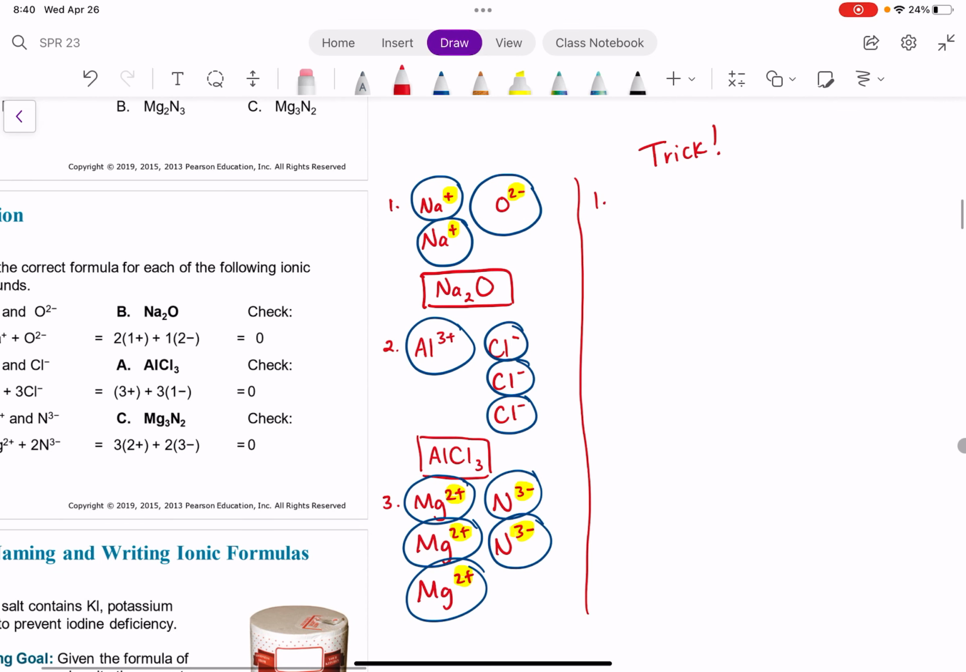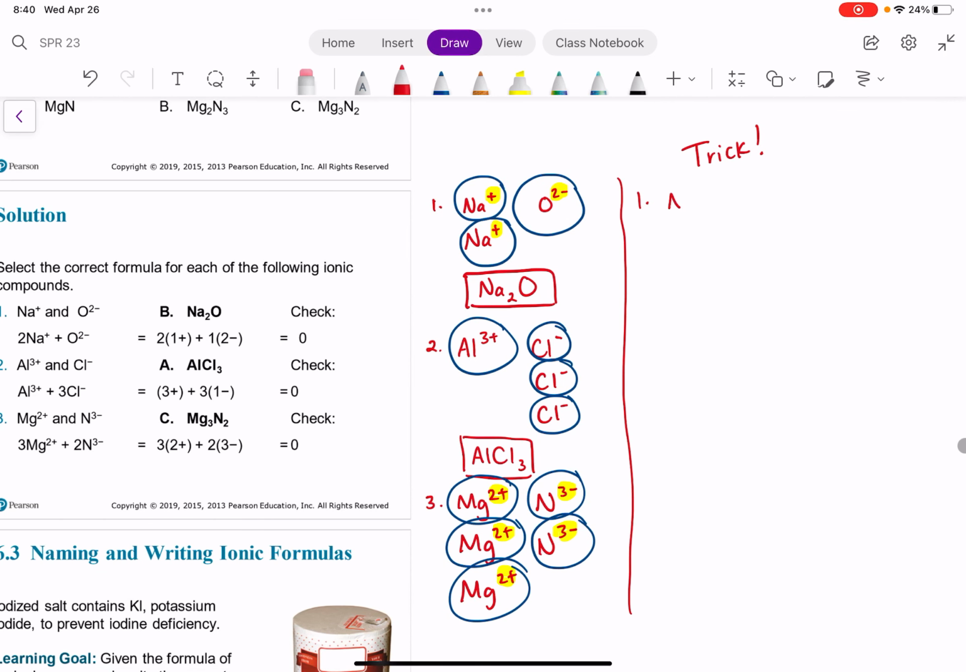When I first did this question, I just wrote out the types of ions I had. That's what they're showing you here. So I have a sodium ion and an oxygen ion. When sodium forms an ion, it's going to have a +1 charge, and oxygen is going to have a 2- charge. Now that you know how this happens, you can use this trick to make things faster.